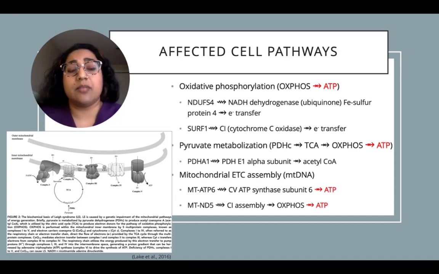PDA1 codes for a subunit of the pyruvate dehydrogenase complex, which decarboxylates pyruvate to acetyl-CoA, which is needed to initiate the citric acid cycle. Without it, the cell is forced to rely on glycolysis rather than oxidative phosphorylation, resulting in limited ATP production and lactic acid buildup.